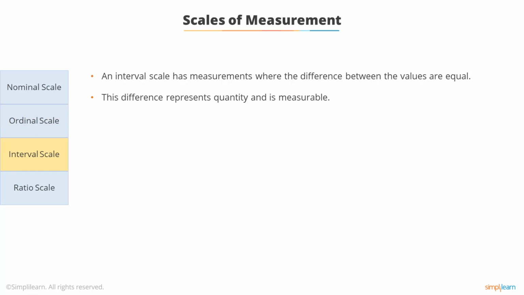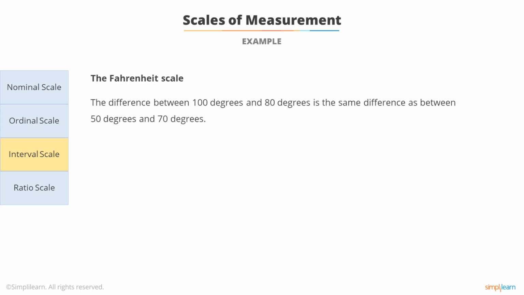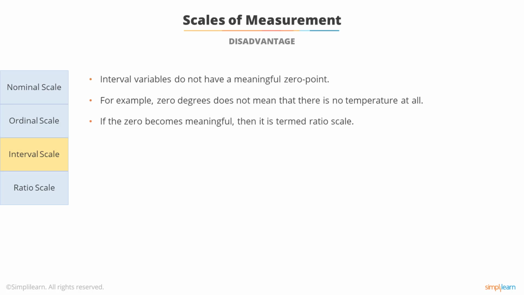So an interval scale has measurements where the difference between the values is equal, and this difference is quantifiable and measurable. So let's say the Fahrenheit scale. The difference between 100 degrees and 80 degrees is the exact same difference as between 50 degrees and 70 degrees. Now note, interval variables don't have a meaningful 0 point. So 0 degrees does not mean there's actually no temperature at all.